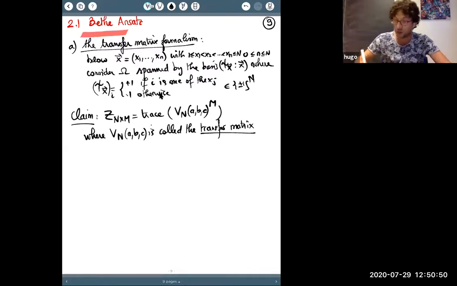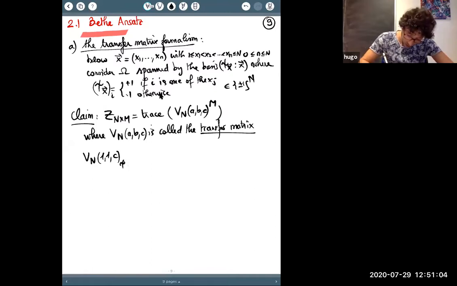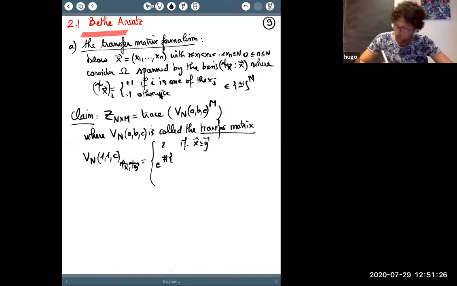And just to give you an idea of what this matrix can look like, if you look at V_N(1,1,c), let's say I put a equal 1, b equal 1, and I pick an arbitrary c, when I look at it in the basis psi x, psi y, it's going to be 2 if x equal y. It's going to be c to the power the number of i such that psi x(i) is equal to psi y(i) if x and y are what we call interlaced. Let me tell you just after what this is, and it's 0 otherwise.